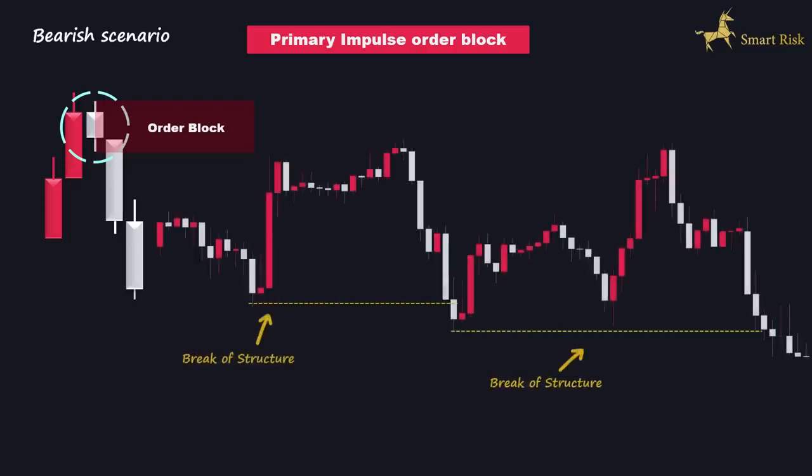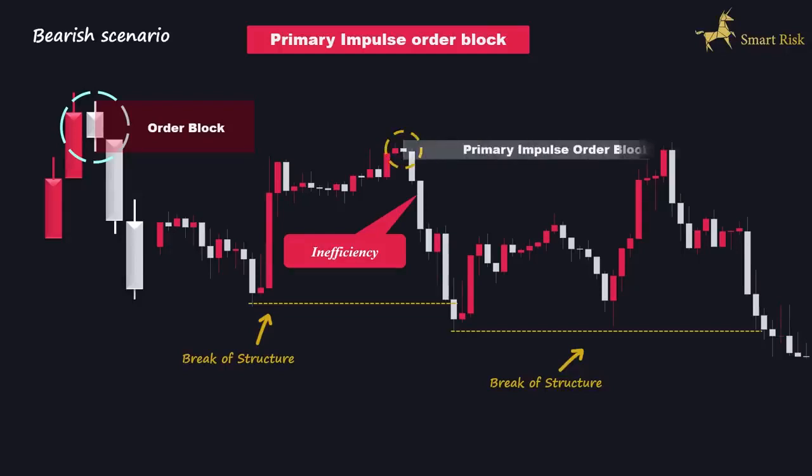Let's take a look at an example. In this chart, we have a downtrend where the price created a bearish break of structure by breaking below the previous lower low, leaving an inefficiency behind. To identify the most recent order block generated by the price, we can focus on the first weak bearish candle that formed before the significant downward movement. This candle represents the primary impulse order block, indicating a potential reversal or change in the market direction. It is an area of interest where the price may reverse when it reaches that level, providing a high probability trading opportunity.